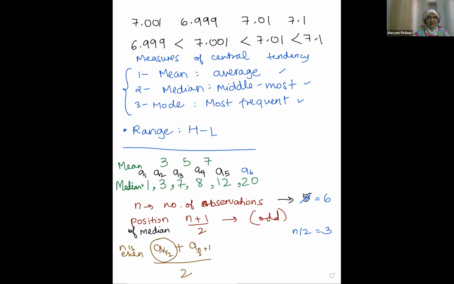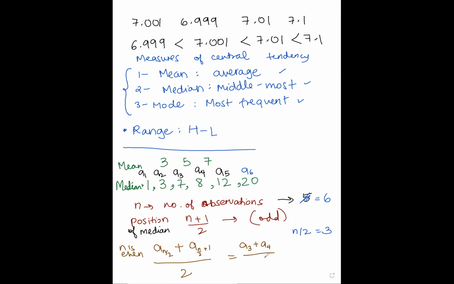So this first thing, a n by 2, is going to be a3, because n by 2 is 3. Next term is a n by 2 plus 1, which is a3 plus 1. So what is a4 from our observations? 8. Yes. Okay, that thing divided by 2. So now it is 7 plus 8 divided by 2.